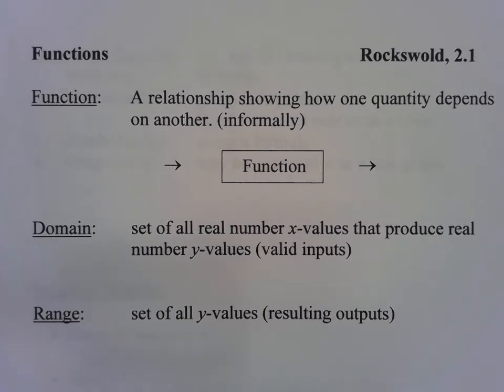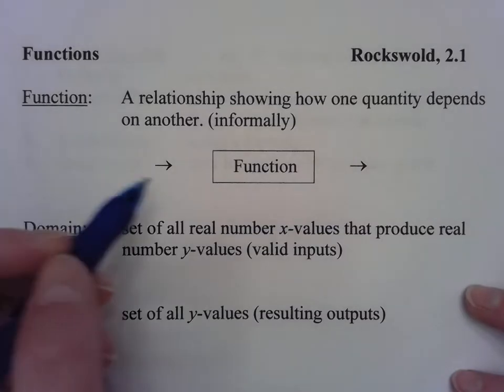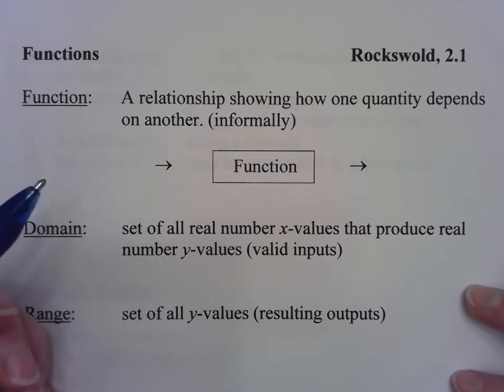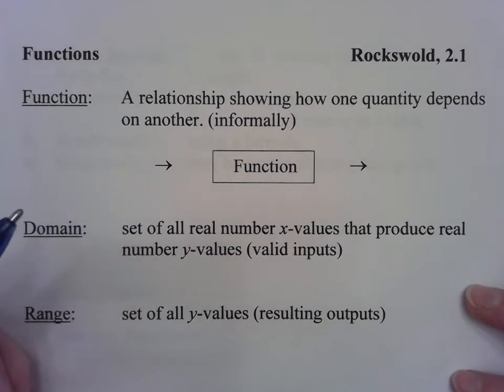A function is a relationship showing how one quantity depends on another. So this is a very general relationship that we're describing here, but really it can apply to so many different things. We're really just taking two types of information and showing the relationship between those two types of information. It could be a time or a year and a population. One example I usually give is a baby's age and a baby's weight. Those two things could be related to each other.